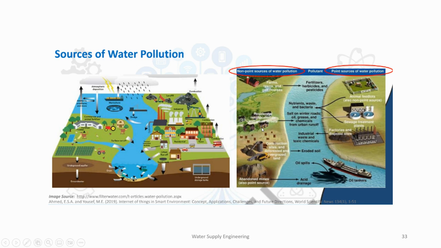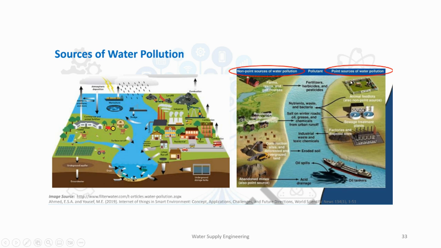From there, chemicals, oil, grease, or some other, in the case of cold countries, we will spread salt on the winter roads to remove the snow. So maybe that also can end up in the water body. So all these happen to be non-point source of water pollution. Also abandoned mines, construction sites, all these are non-point source of water pollution.